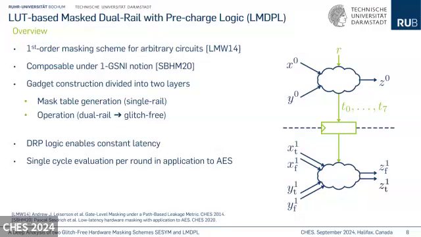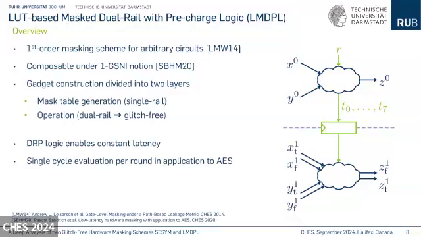Okay, let me also quickly talk about LMDPL, which is the second scheme we looked at. So this is a scheme that is bound to first order security, and it is shown to be composable secure under the one glitch extended strong non-interference notion. And it is constructed in the following way. So it is divided in 2 layers.